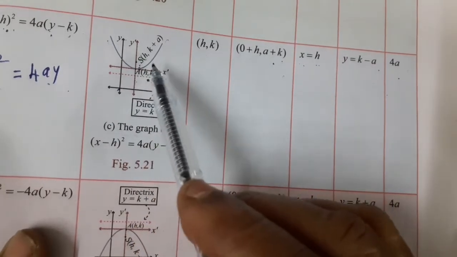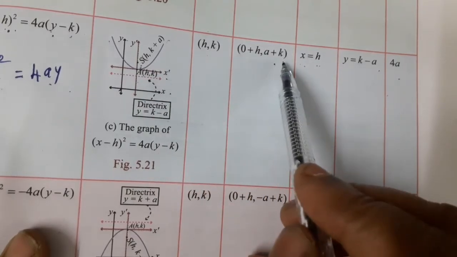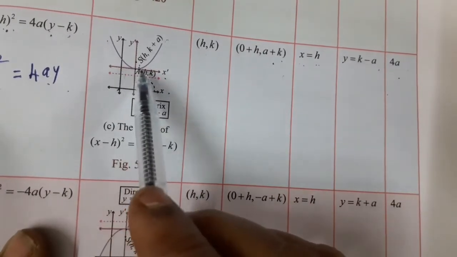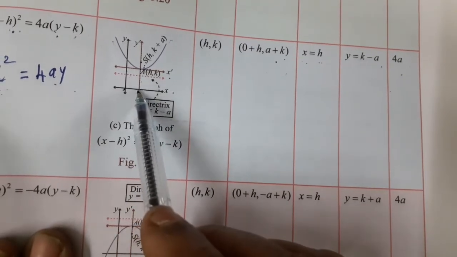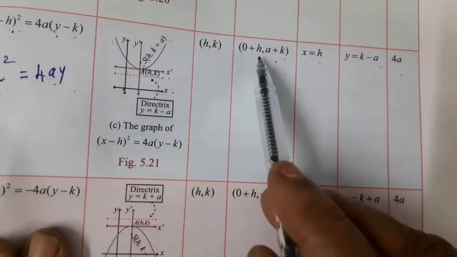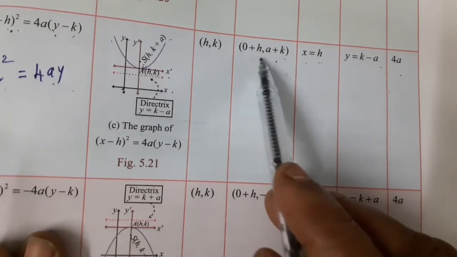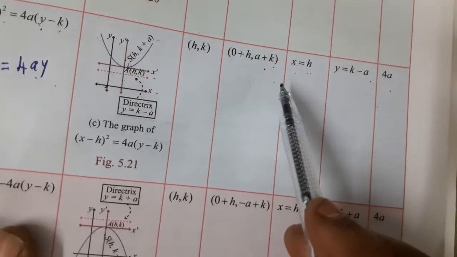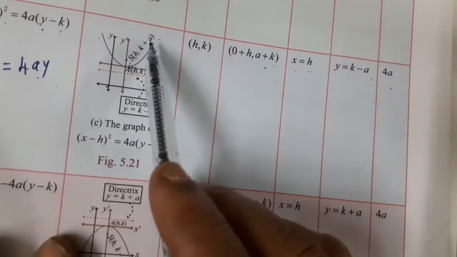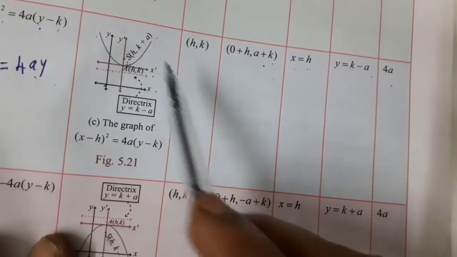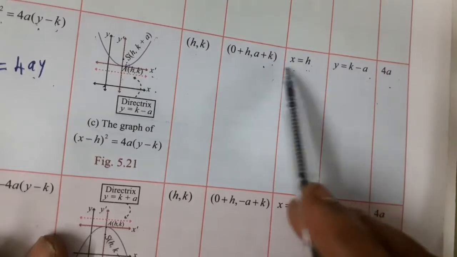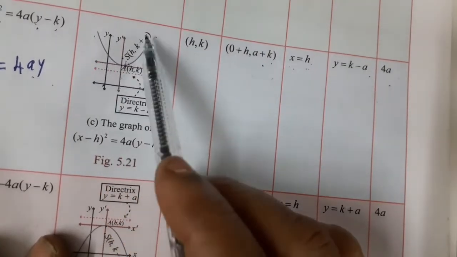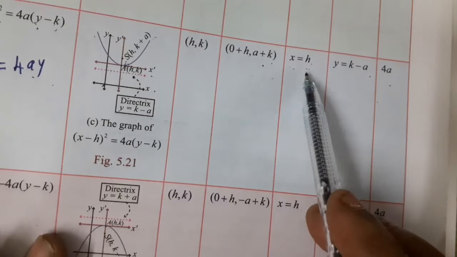What is our focus? H comma a plus k, because it does not move along the x axis, it moves along the y axis. It is some distance from the y axis. Therefore the focus is h comma a plus k. What is our axis of symmetry? It is symmetric about the y axis. X is equal to h. Keep it in mind: x equals h, y equals k. This is symmetric about the y axis, therefore x is equal to h.